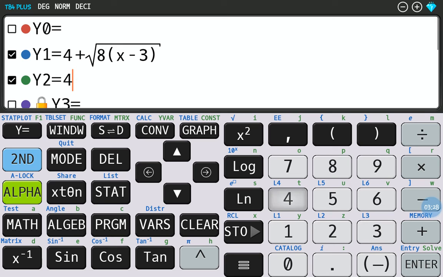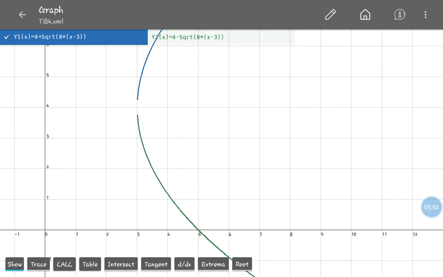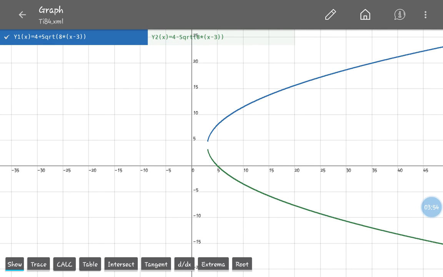Now, 4 minus the square root, 8, parentheses, x minus 3, and close it. Now you click the graph, then it will show us the graph. Okay? So now your graph is going to look like this.